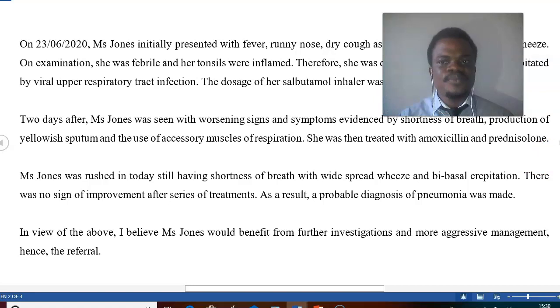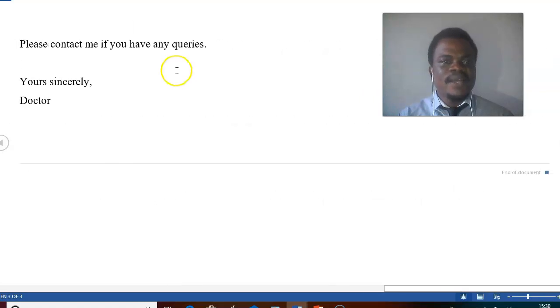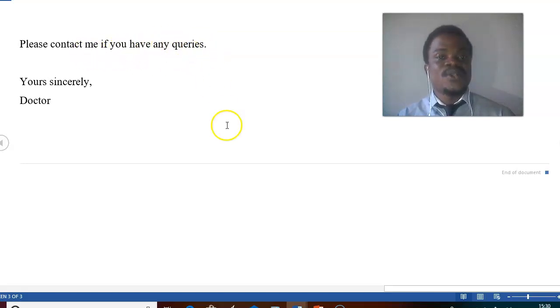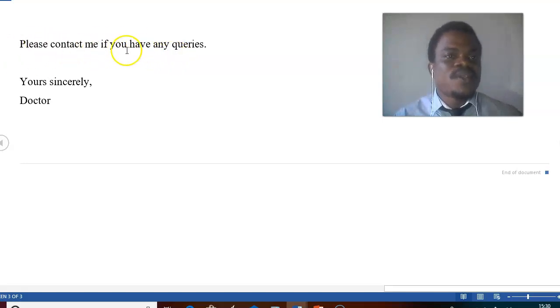Then my seventh paragraph will now be, please contact me if you have any queries. Just copy and paste. There's really no need trying to beautify this statement, because they don't add it to your word count. Your word count started from the introduction to that concluding paragraph. So this statement is not actually counted in your word count. So no need trying to alter it. Please contact me if you have any query. Copy it as the last paragraph and post.